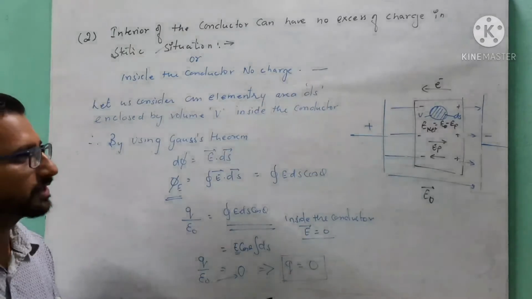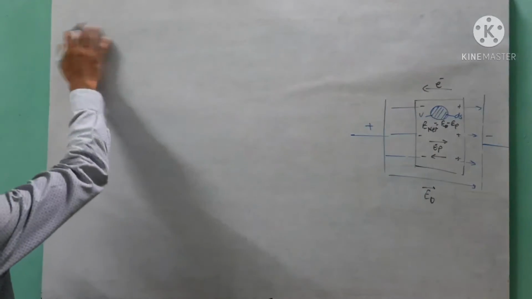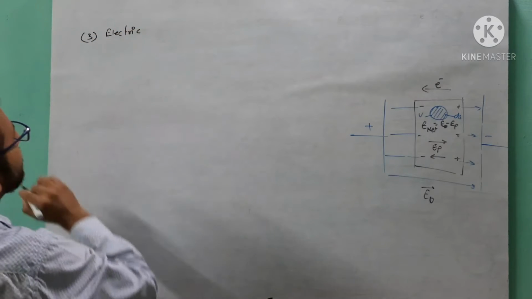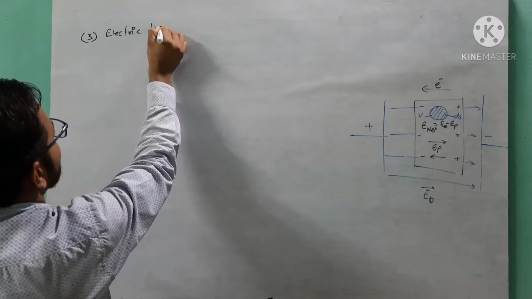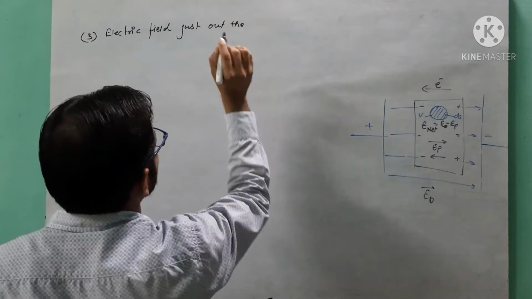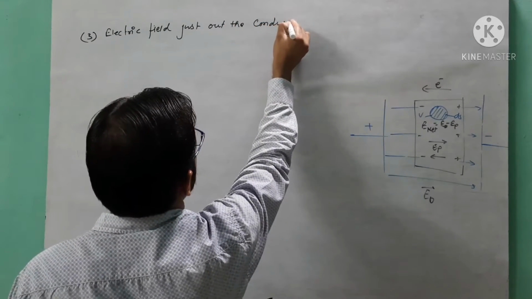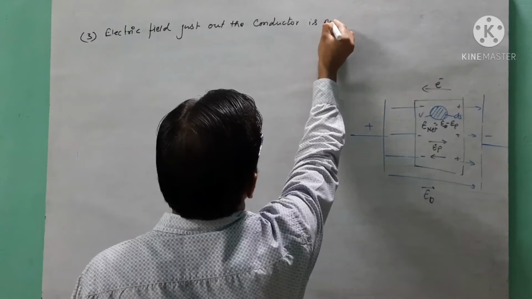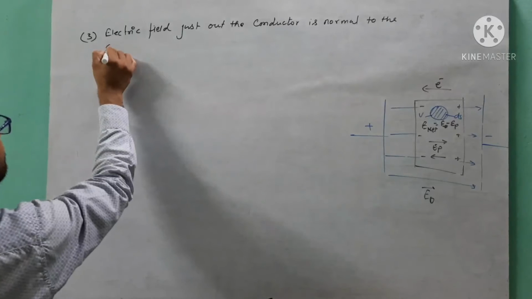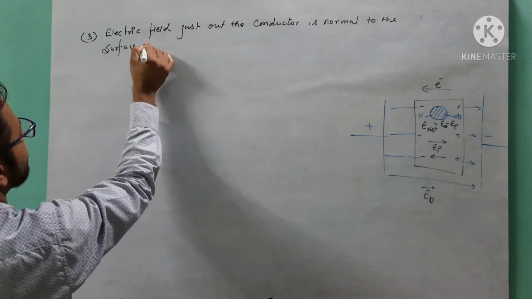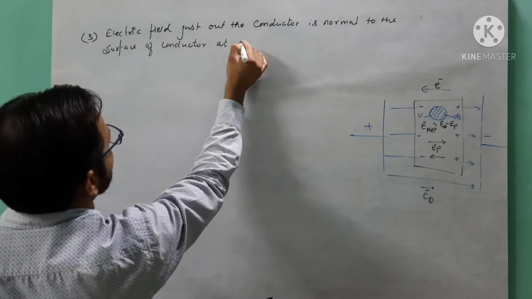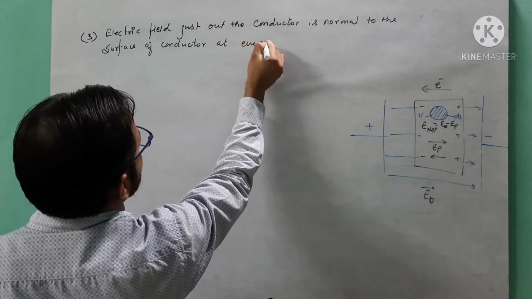For that, pause the video and note down. The third result is: the electric field just outside the conductor is normal to the surface of the conductor at every point.